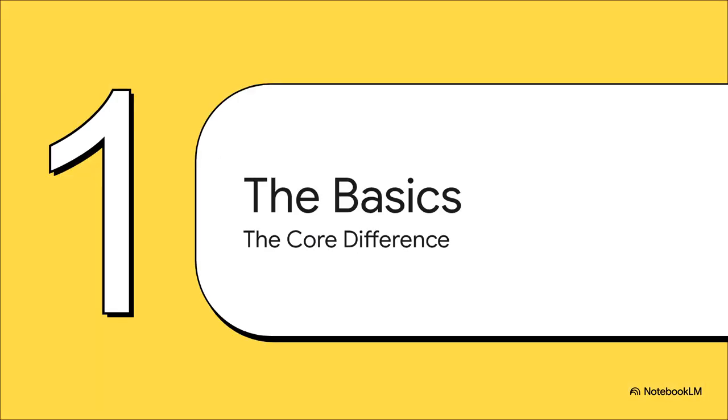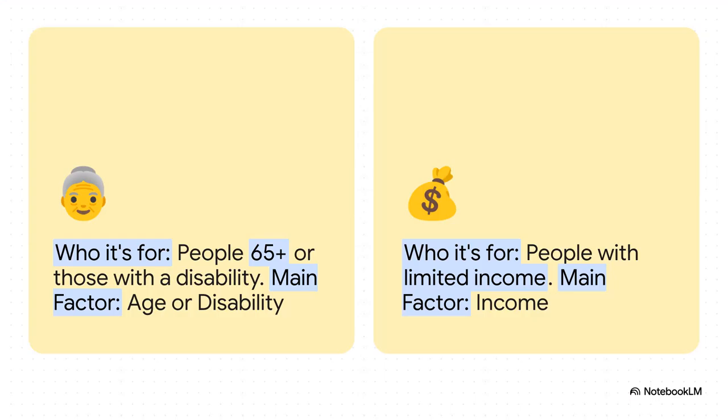Seriously, if you only remember one thing today, this is it. Okay, so here it is, the big difference. Medicare? Think age or disability. It's mainly for people 65 and up or those with certain disabilities, and your income doesn't really matter. Now, Medicaid, that's all about income. It's for people with limited income, whatever their age. A little trick I like is Medicare cares for the elderly and disabled, and Medicaid aids folks with low income.